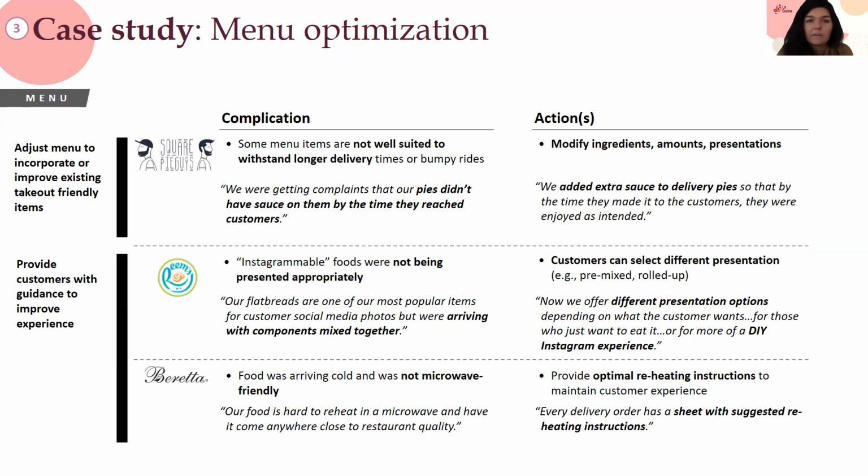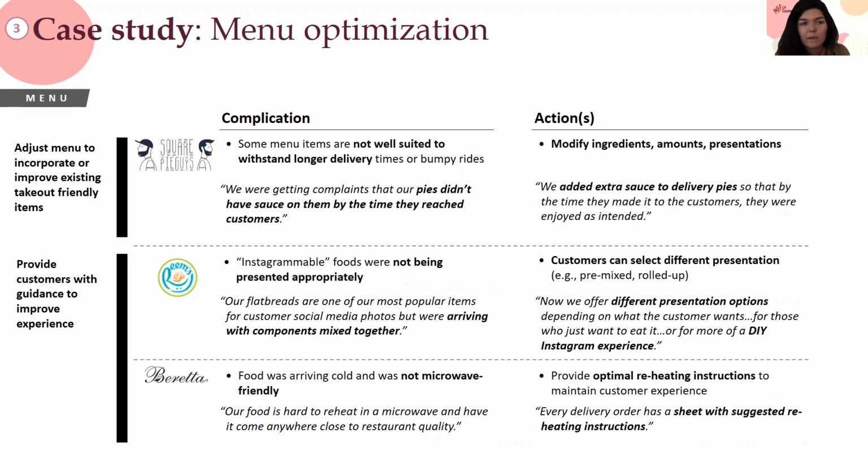We have a case study of different menu optimization techniques that restaurants have done. Generally falling into two buckets. One, what can you change about your own menu? And two, how can you help change consumer behavior in order to drive a better experience?